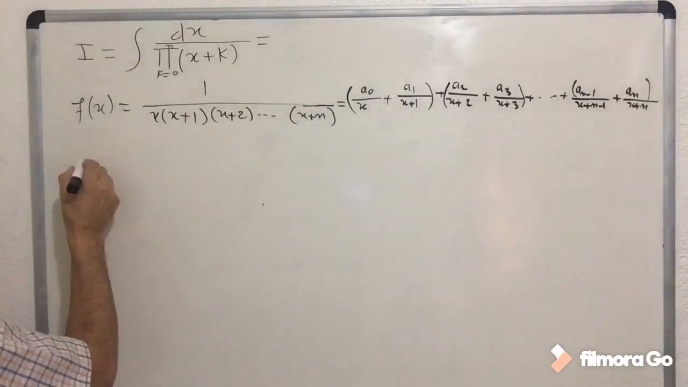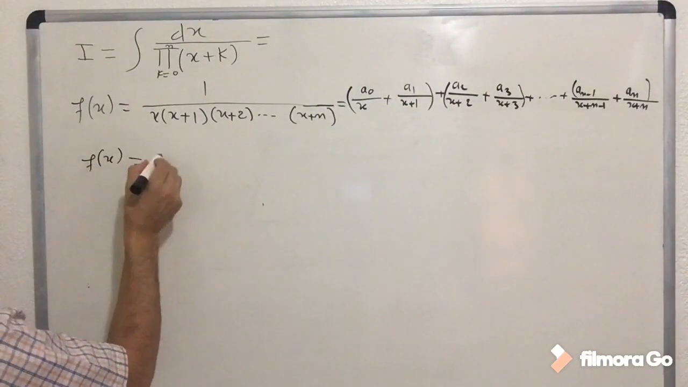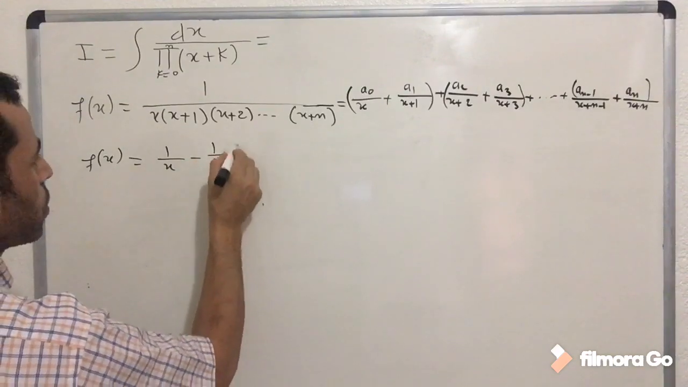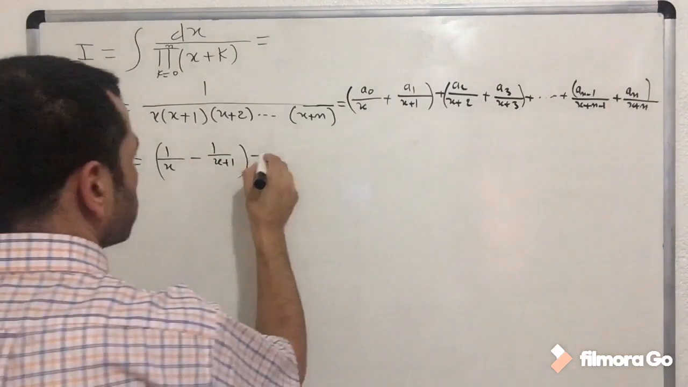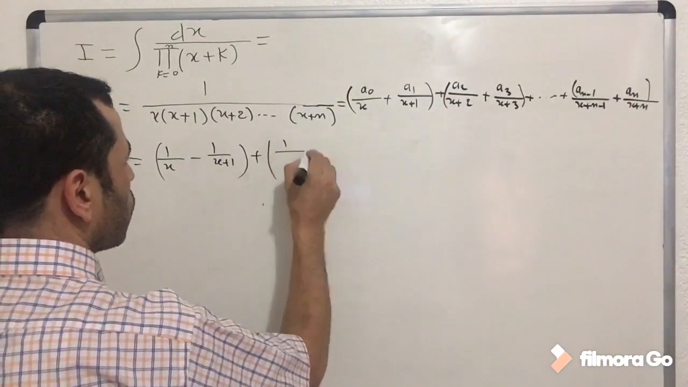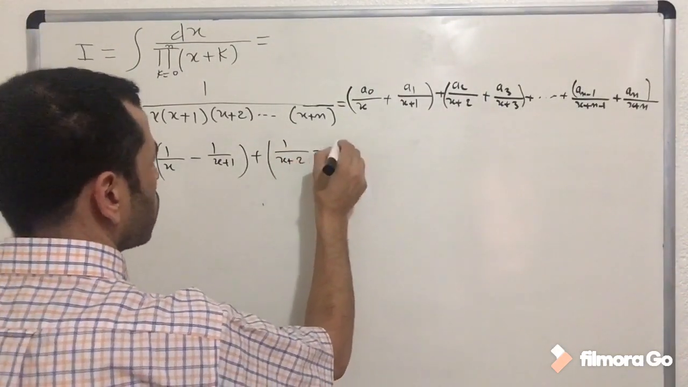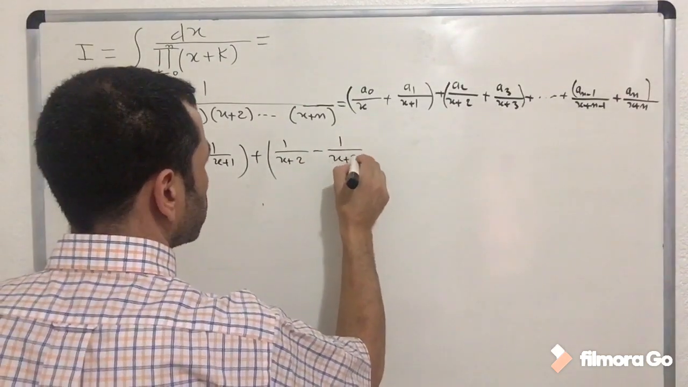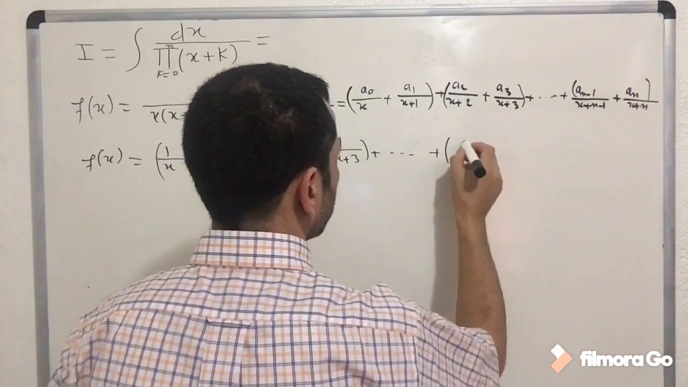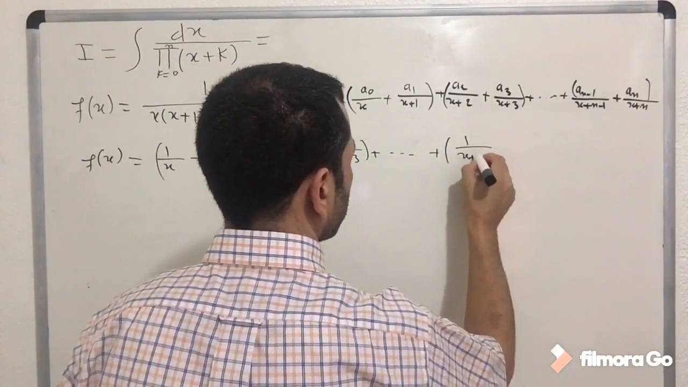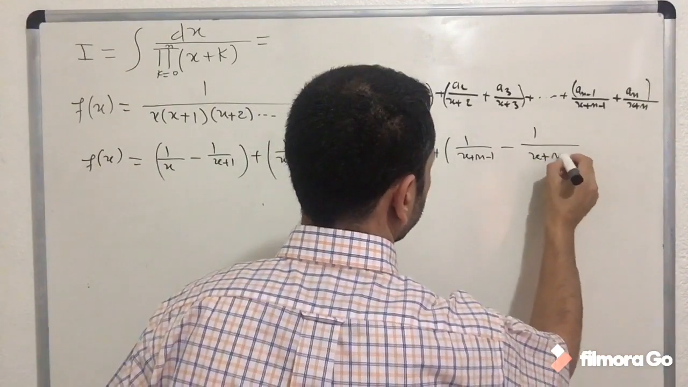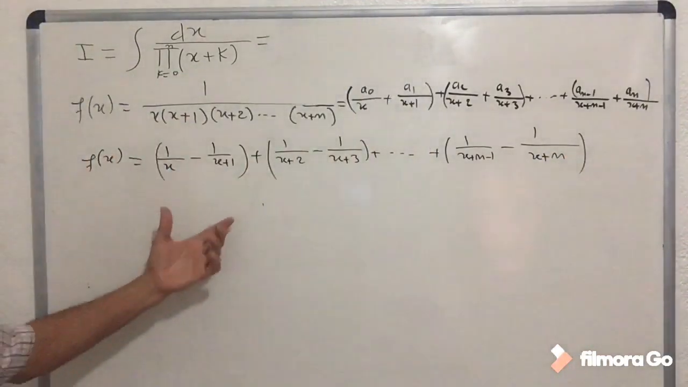So let's do it. f of x equals 1 over x minus 1 over x plus 1. These are the first two terms. The second terms should be 1 over x plus 2 minus 1 over x plus 3, and so on until you get the last two terms, 1 over x plus n minus 1 minus 1 over x plus n. Let's integrate this one now.